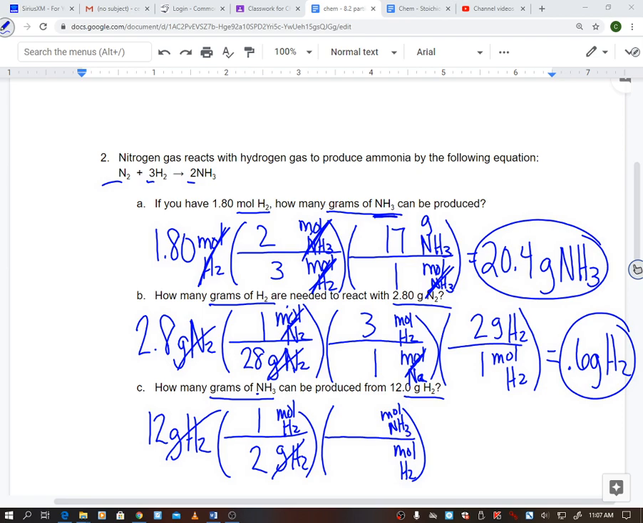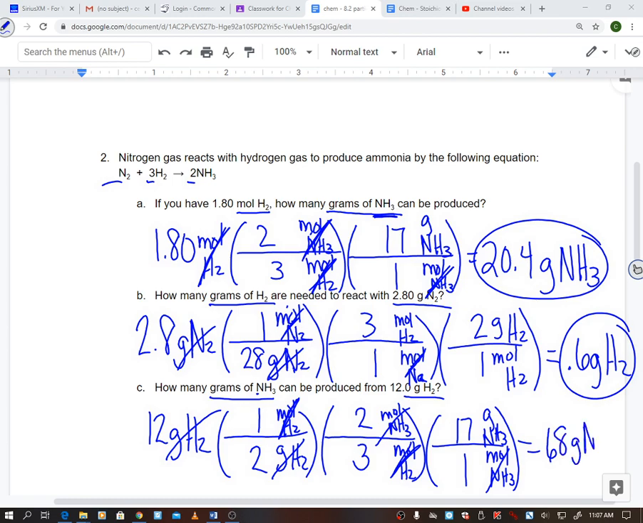Anytime you see a mole to mole equation, there are 2 of these, 3 hydrogens. And then the last step, going to grams: moles of my number 2, or my new substance, to grams of that new substance. NH3 weighs 17 in 1 mole. So 12 divided by 2 times 2 divided by 3 times 17 is 68 grams of NH3.